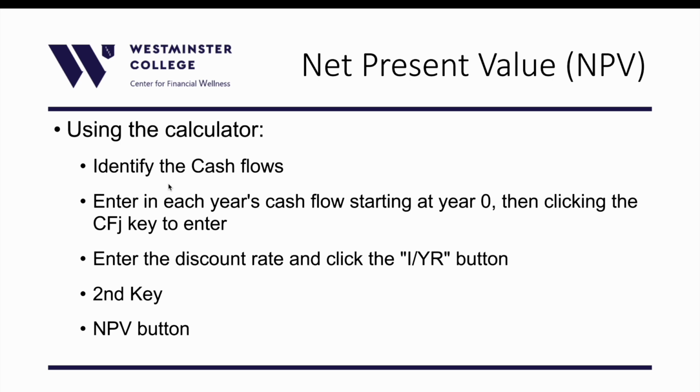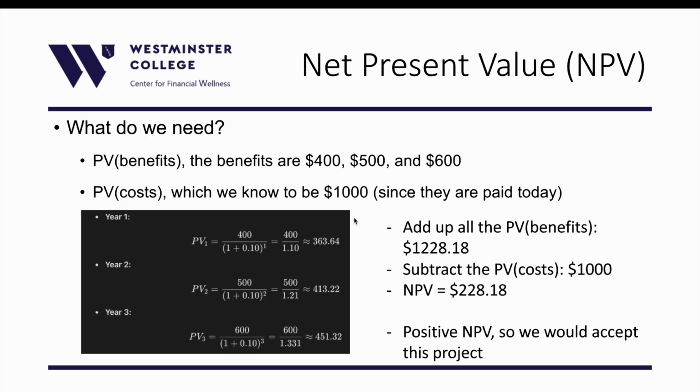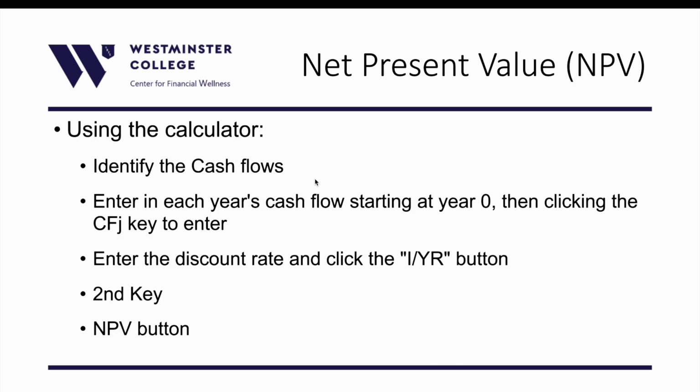So first we need to identify the cash flows, which we've already identified as first the 1,000, and then each of the years 400, 500, 600. Then we'll start at year 0, which is assumed to be right now. So we're going to enter each cash flow starting at year 0. The cash flow for year 0 will be that $1,000. Then we're going to click the CFJ key to enter in between each of the values. And this will make sense once we switch over really quick here in the video.